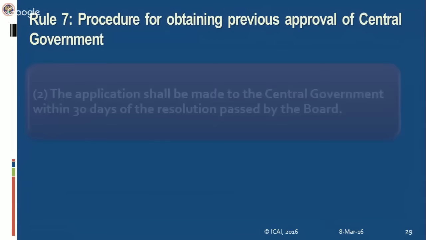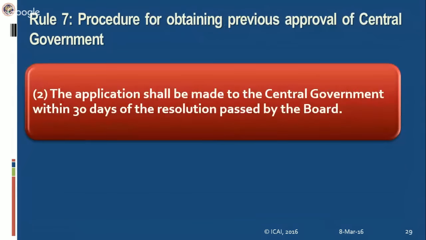Second point. The application shall be made to the central government within 30 days of the resolution passed by the board. Now, the application which I am making to the central government, you all are aware that the company is always governed by a body which is called the board of directors.